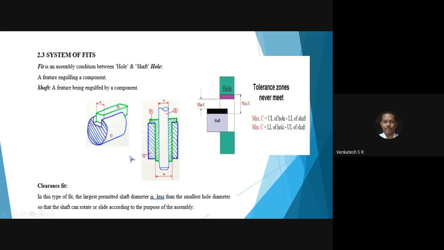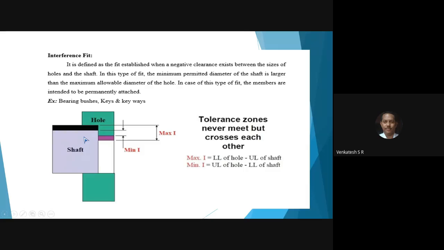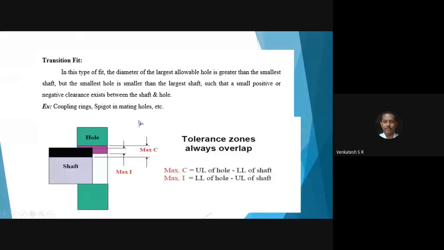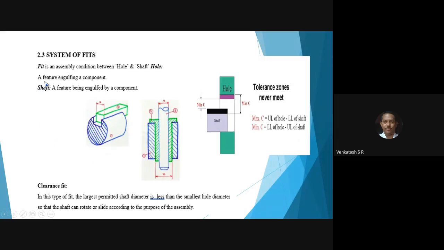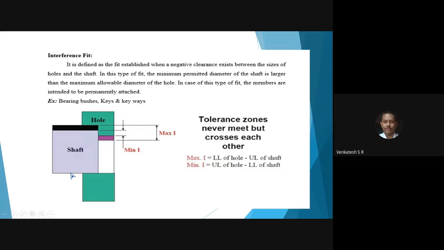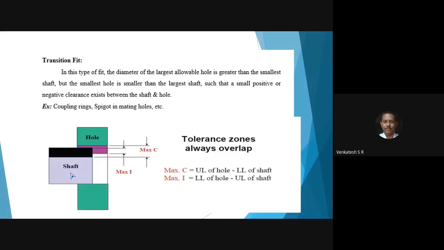Next, for all the 3 types of fits, you have to draw the diagram. See here, you have a diagram of shaft and hole for clearance fit, interference fit, and transition fit. You have to clearly show the tolerance zone, the upper limit and lower limit of the shaft and the upper limit and lower limit of the hole. So write the definition of fit, clearance fit, interference fit, and transition fit.